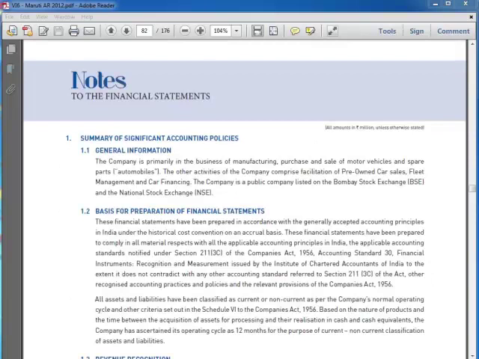Notes to financial statements, Maruti Suzuki. So now what we want to do is look at and analyze the notes to financial statements. So in the previous lecture, we saw Maruti's accounts, and we looked at the balance sheet, the profit and loss statement, and the cash flow statement. And now in this lecture, we want to go through the final part of the accounts, which is the notes to financial statements.